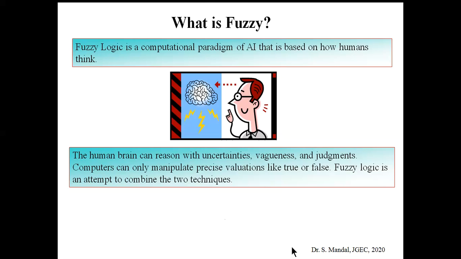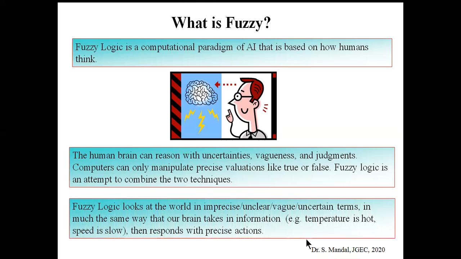However, a computer can manipulate only precise values like true or false, or 1 or 0. So fuzzy logic is an attempt to combine these two techniques. That means it will balance between our human reasoning and computer reasoning. Fuzzy logic looks at the world with imprecise, unclear, vague or uncertain terms in much the same way that our human brain takes in information.